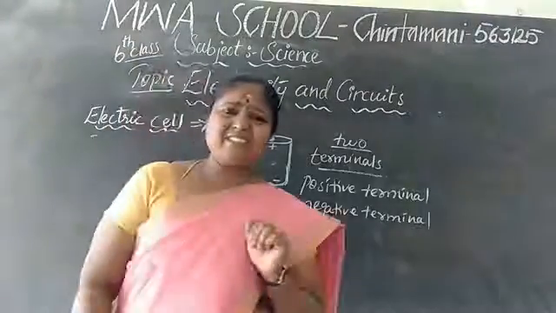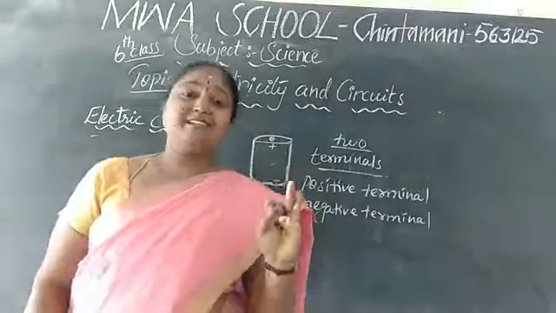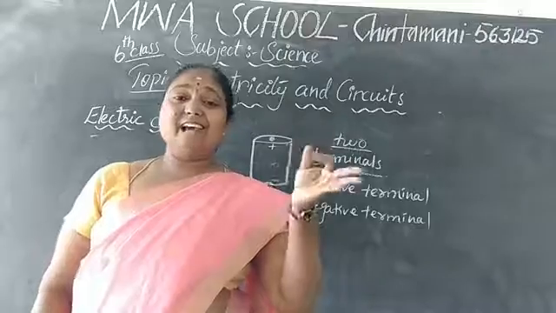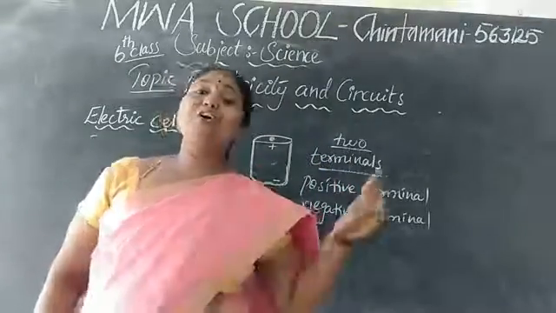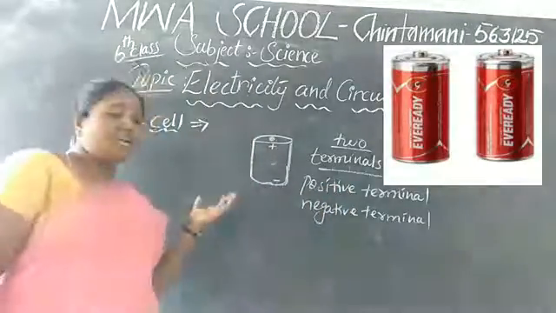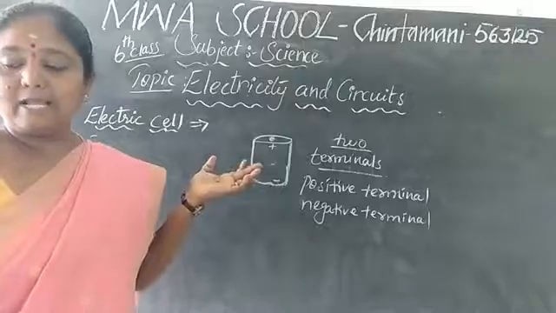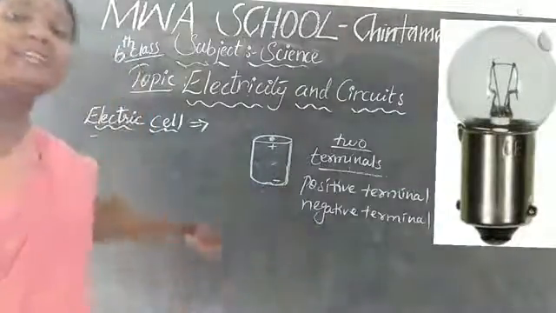Where do we use these cells, children? For the remote and for a few toys. Then we also use these cells for torch lights. Have you seen the bulb, children? I can show you the bulb.